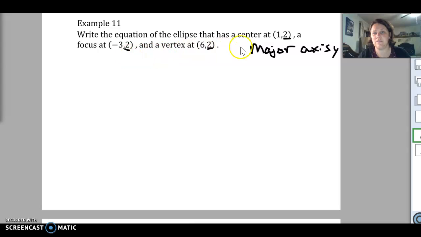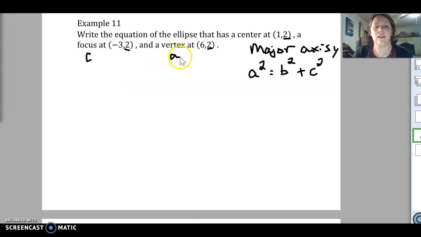So from all of this information, I should be able to figure out what c is, because c is the distance from the center to the foci. I should be able to figure out what a is, because a is the distance between the center and the vertex. And then I can use my equation, a squared equals b squared plus c squared, because a squared is the longest. So let's figure out what those are. Then we can figure out b from there, and then we'll have enough information to write our equation.